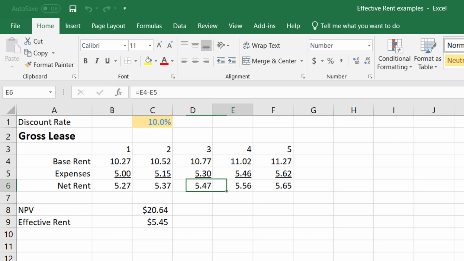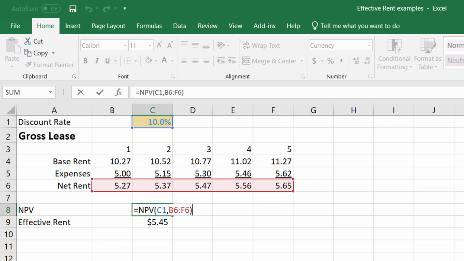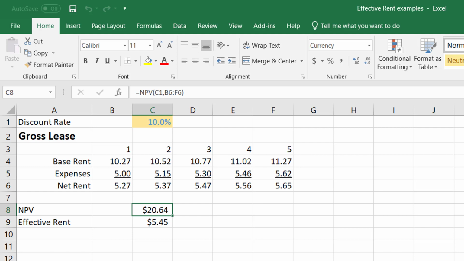I get the net rent for each of the 5 years, and then I'm going to find the NPV of those 5 net rent years. So you can see here I'm using the NPV formula. I'm highlighting 10% as the discount rate, and then I highlight those 5 years, and I get, in this case, a number, $20.64.